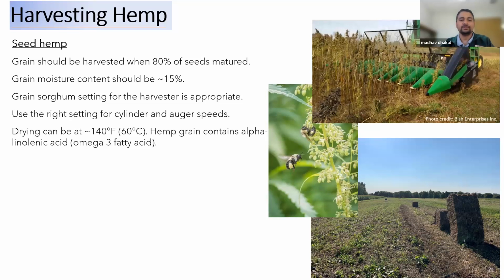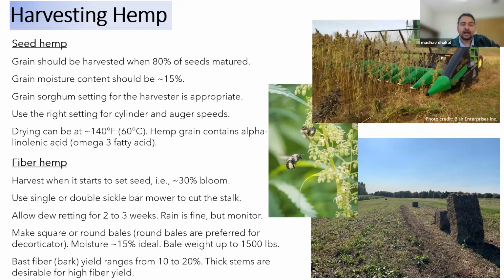The seeds should be dried. You should set the temperature around 140 degrees Fahrenheit, or 60 degrees Celsius. Hemp grain contains alpha-linolenic acid, an omega-3 fatty acid, at about 30-35%, while some oilseed crops contain up to 60-70%, but this is still good. For fiber hemp, you should harvest when the seed set reaches about 30%, at the early blooming stage. Use a single or double sickle bar, or if needed triple, to cut the stalk and allow dew retting for 2 to 3 weeks.